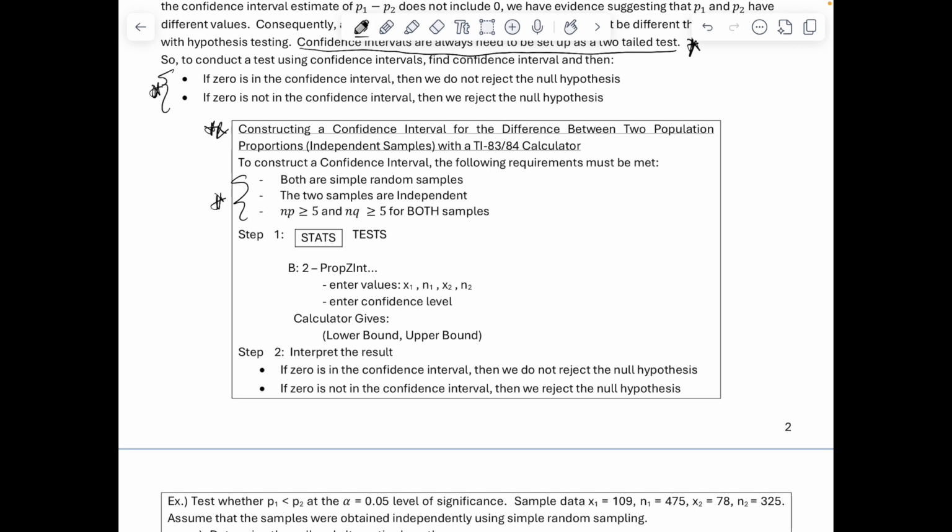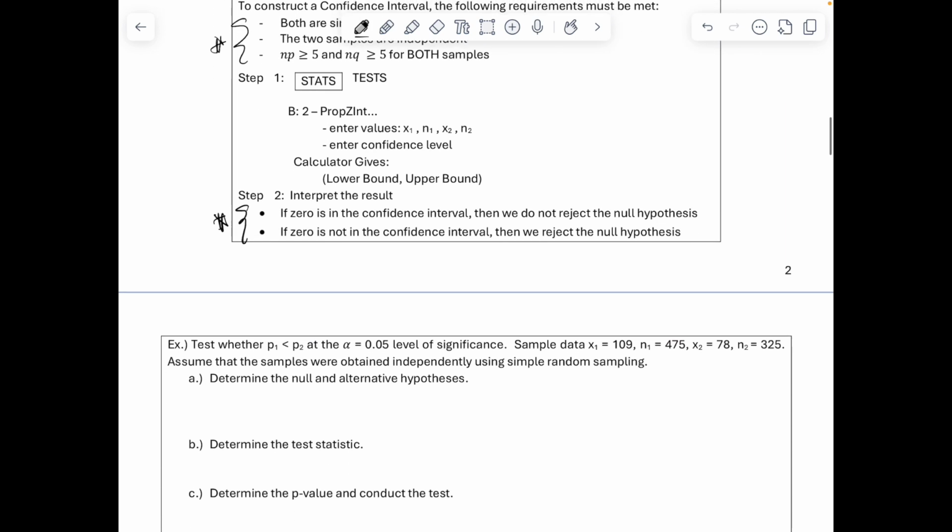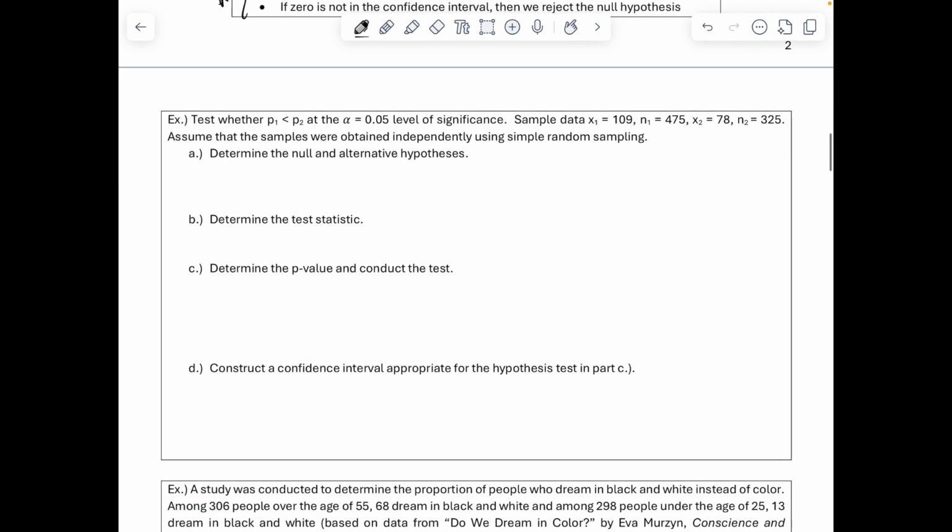And step 1 is going to go to stats, test, to 2-PropZInt this time, and you're going to enter in x1, n1, x2, n2, enter your confidence level, and your calculator is going to give a lower bound and an upper bound, and then you need to interpret your results. And this is the same thing that we had up above in checking to see if 0 is in the confidence interval or if it's not in the interval.